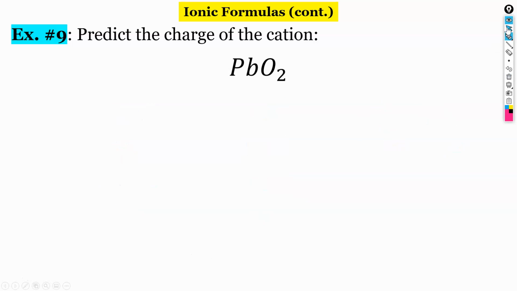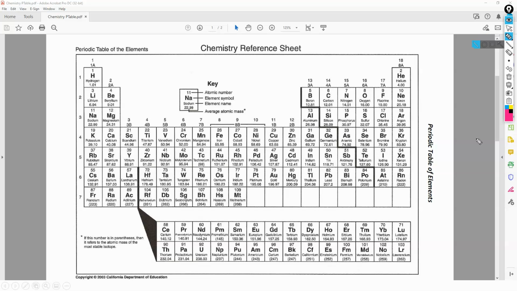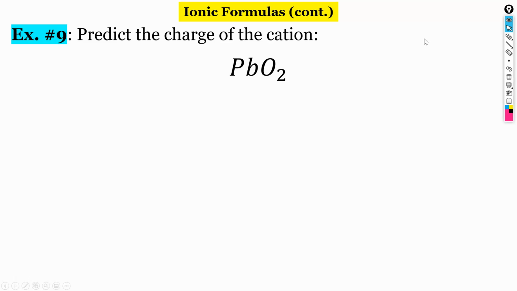All right, one more example. Okay, here we go. So we've got lead and then oxygen. So let's find lead. On our periodic table, lead, Pb, is down here. Even though lead isn't in that mysterious middle section of the periodic table, lead can have different charges. So let's take a look at this one. We have lead, Pb. We don't know what the charge is.